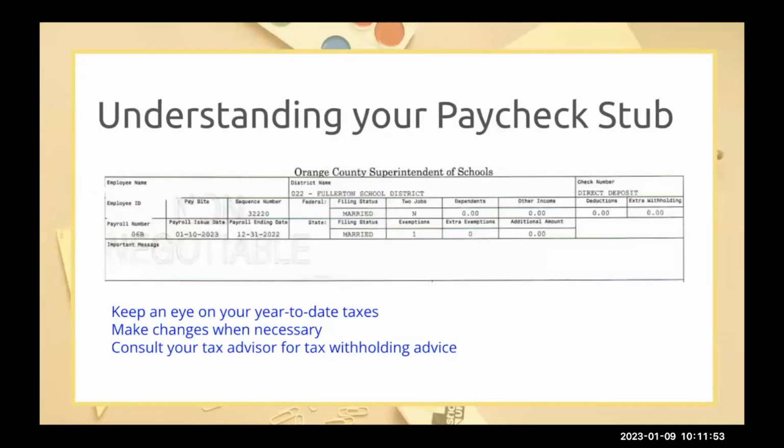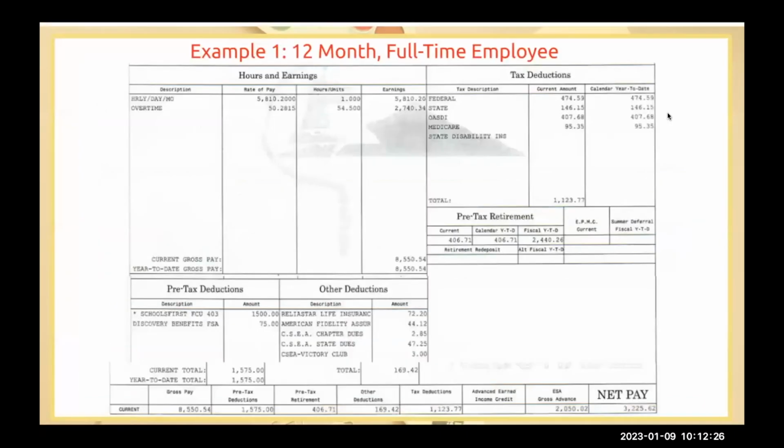Okay, now we're going to look at understanding your paycheck stub. This is the top portion of your paycheck stub where it shows your filing status. This person is set up for direct deposit. You can see this is the pay period ending recently, 12/31/22. The issue date is the 10th. They're set up as married. Filing status, exemptions 1. And hopefully on the next one, you can get a little bit more detail. There we go.